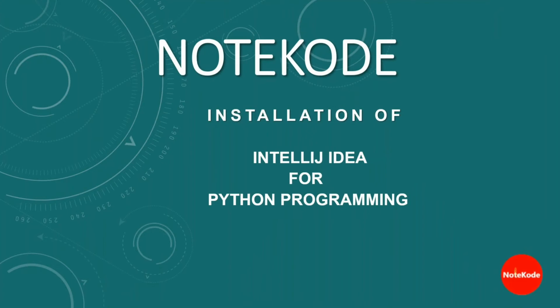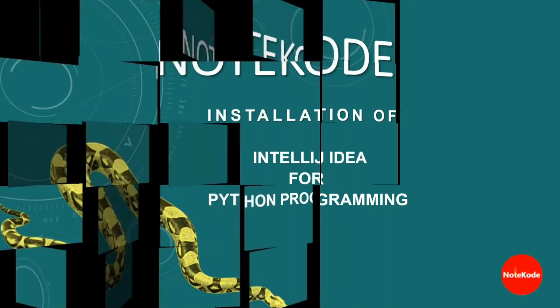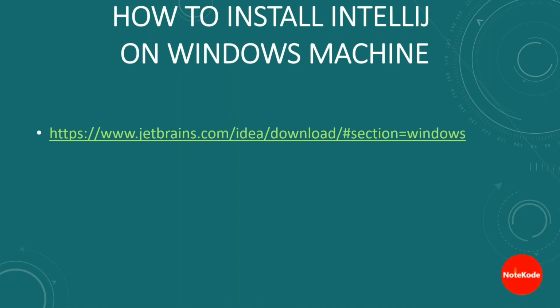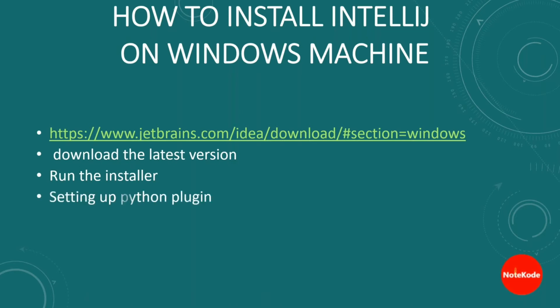In this session, we will see how to install IntelliJ IDE for Python programming, how to install IntelliJ IDE on a Windows machine. We are using IntelliJ IDE as per the industry. Most of the development and automation scripting is being done using IntelliJ IDE. So, for downloading the IntelliJ IDE, we have to go to the below URL, download the latest version, run the installer, set up the Python plugin, and then change the interpreter used.